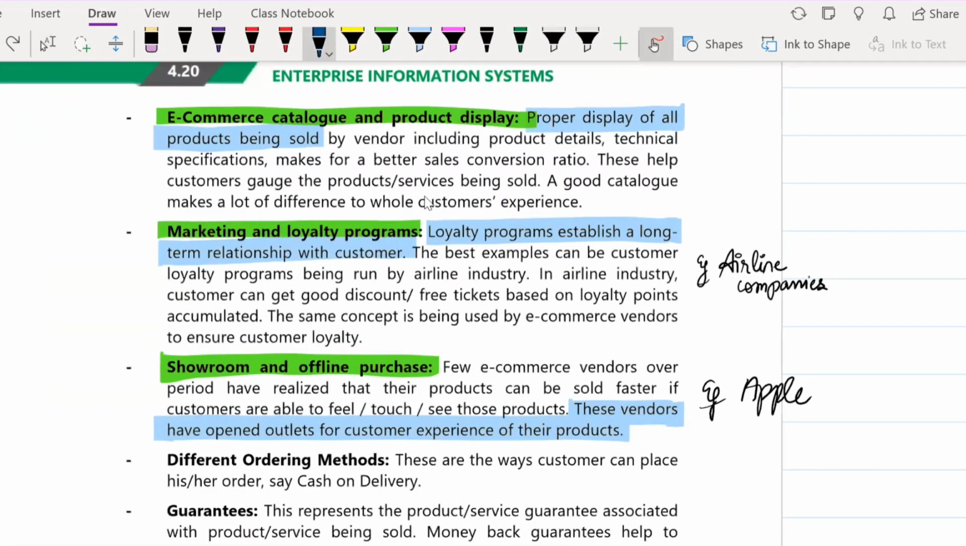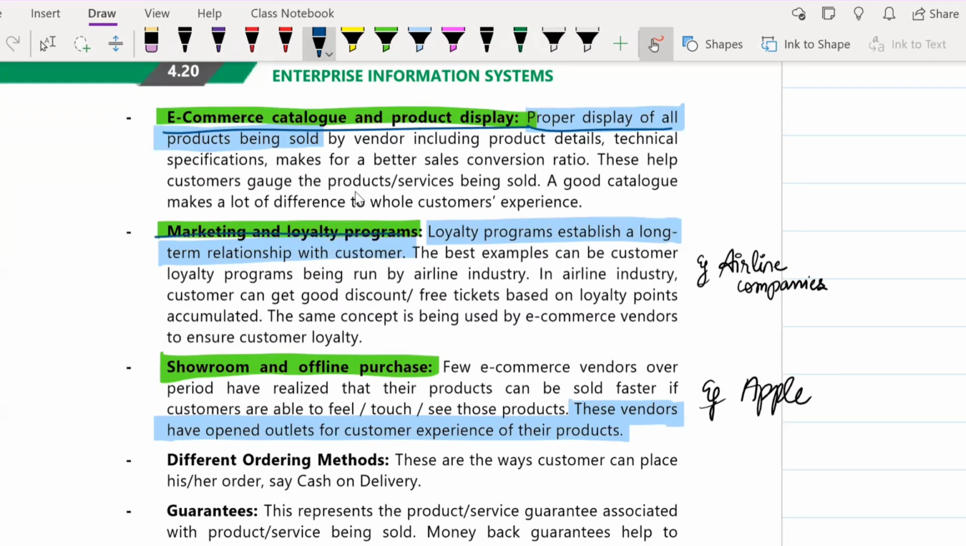Next is e-commerce catalog and product display. Whenever you display your product, all the products which are being sold must be displayed properly on the website. If I'm searching for one product, another product must not show up. And if I'm searching for one product, even though the product is available, it should not show out of stock. So proper display of products must be there.